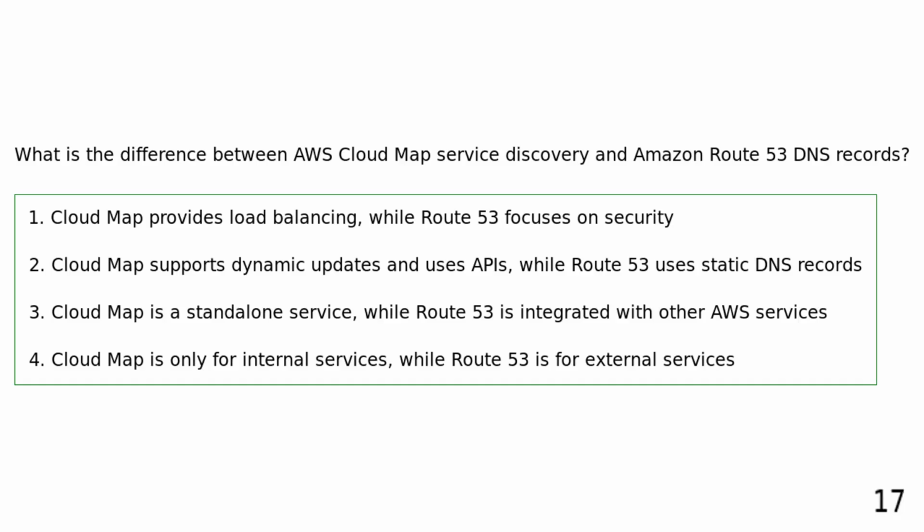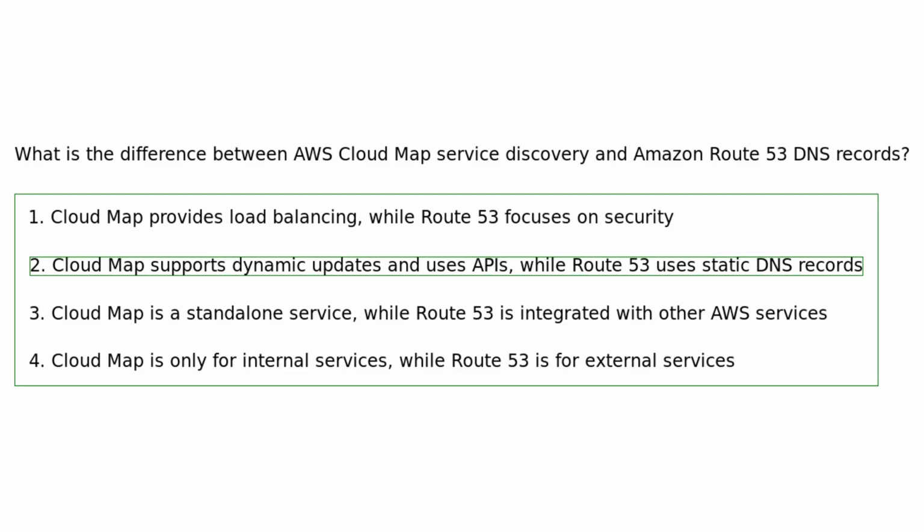Cloud Map provides load balancing, while Route 53 focuses on security. Cloud Map supports dynamic updates and uses APIs, while Route 53 uses static DNS records. Cloud Map is a standalone service, while Route 53 is integrated with other AWS services. Cloud Map is only for internal services, while Route 53 is for external services.